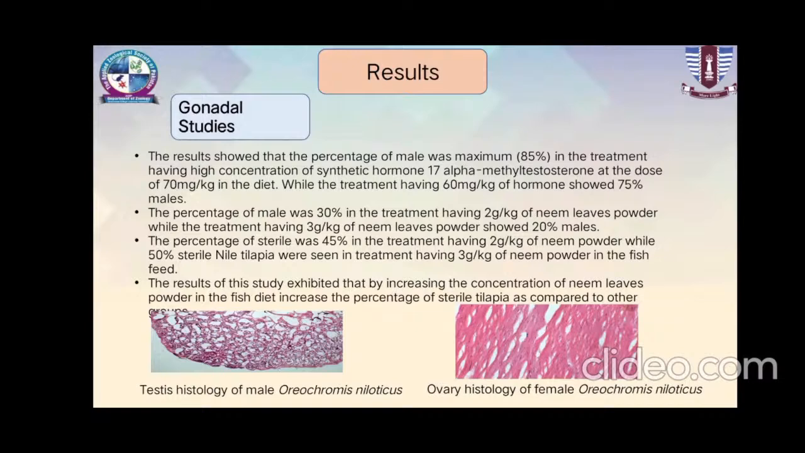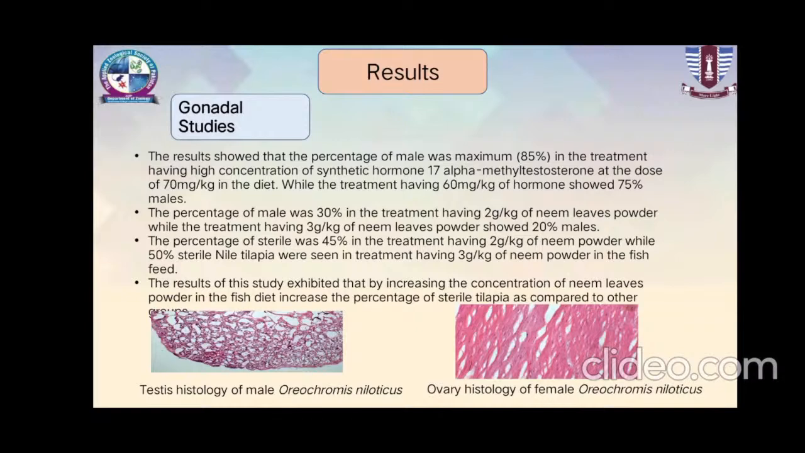For the gonadal studies, the results showed that the percentage of males was maximum in the treatment having the high concentration of 17-alpha-methyltestosterone at the dose of 70 mg/kg in the diet, while 60 mg/kg of the hormone in the diet showed 75% males. The percentage of males was 30% in the treatment NLM3 group, and 20% in the treatment having 3 g/kg of the neem leaves in the diet.